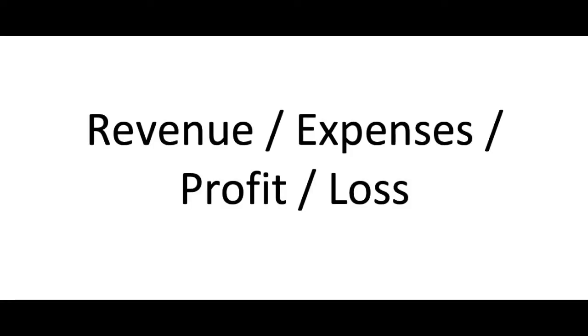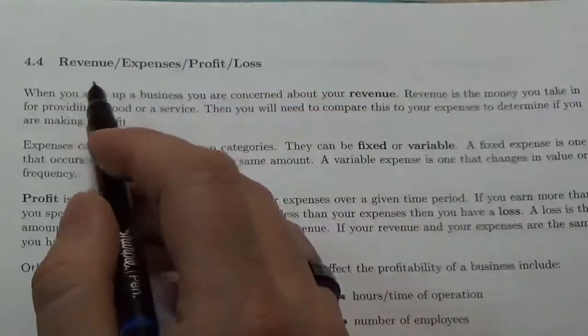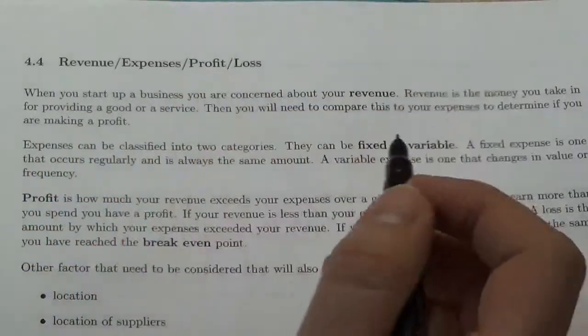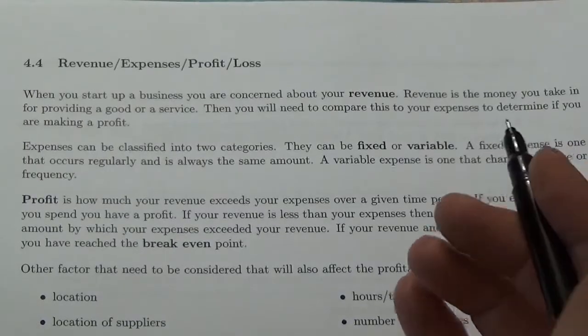In this chapter, we're going to look at some of the mathematics related to owning a small business. In this lesson, we're going to look at revenue, expenses, profit, and loss. Hi everybody. So in this lesson, we're going to look at revenue, expenses, profit, and loss. Basically, just making sure you're familiar with some of the vocabulary associated with owning a business.